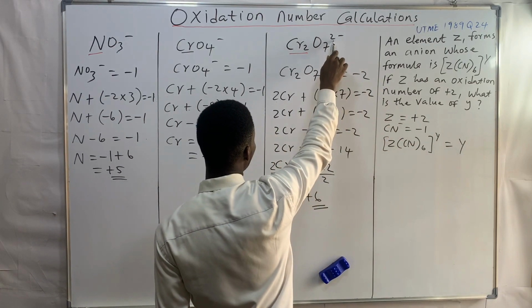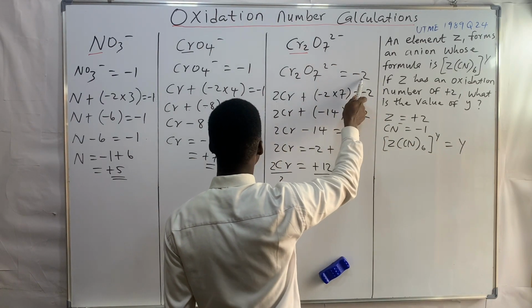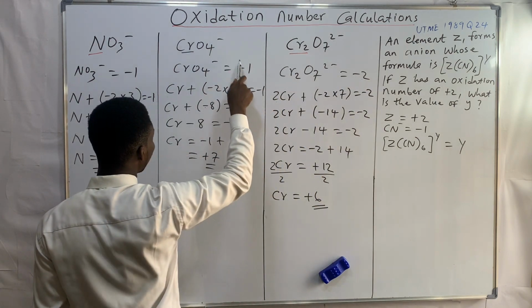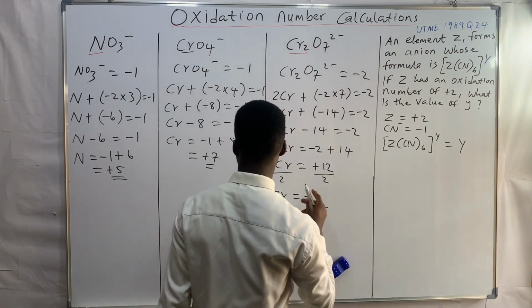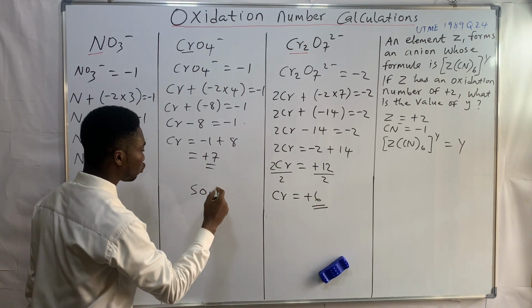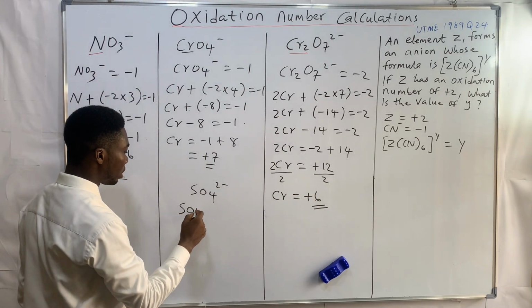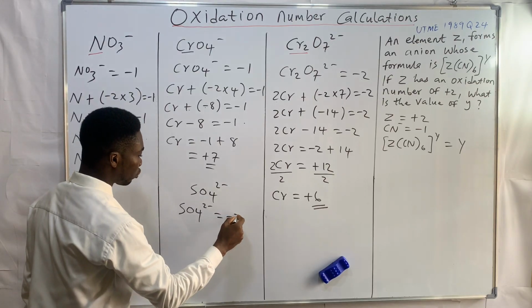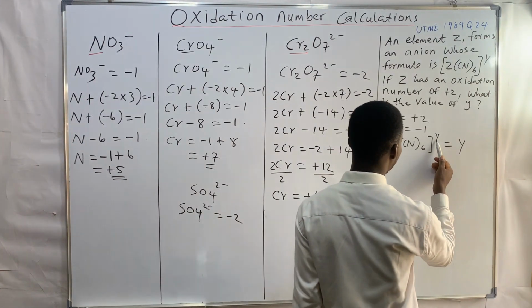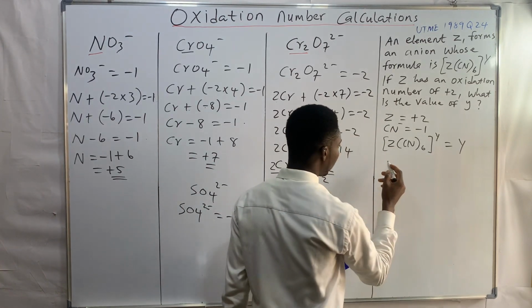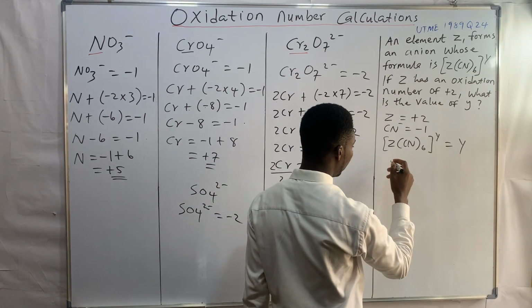Just like when we had 2- here, we equated everything to -2. When we had -1 here, we equated to -1. The same thing here. For sulfate, when we had SO4 2-, what did we do? We simply said 2 minus, -2. We have to equate to the net charge. So now the net charge is Y, so we're going to equate to Y. So we're going to say Z is known to be +2.